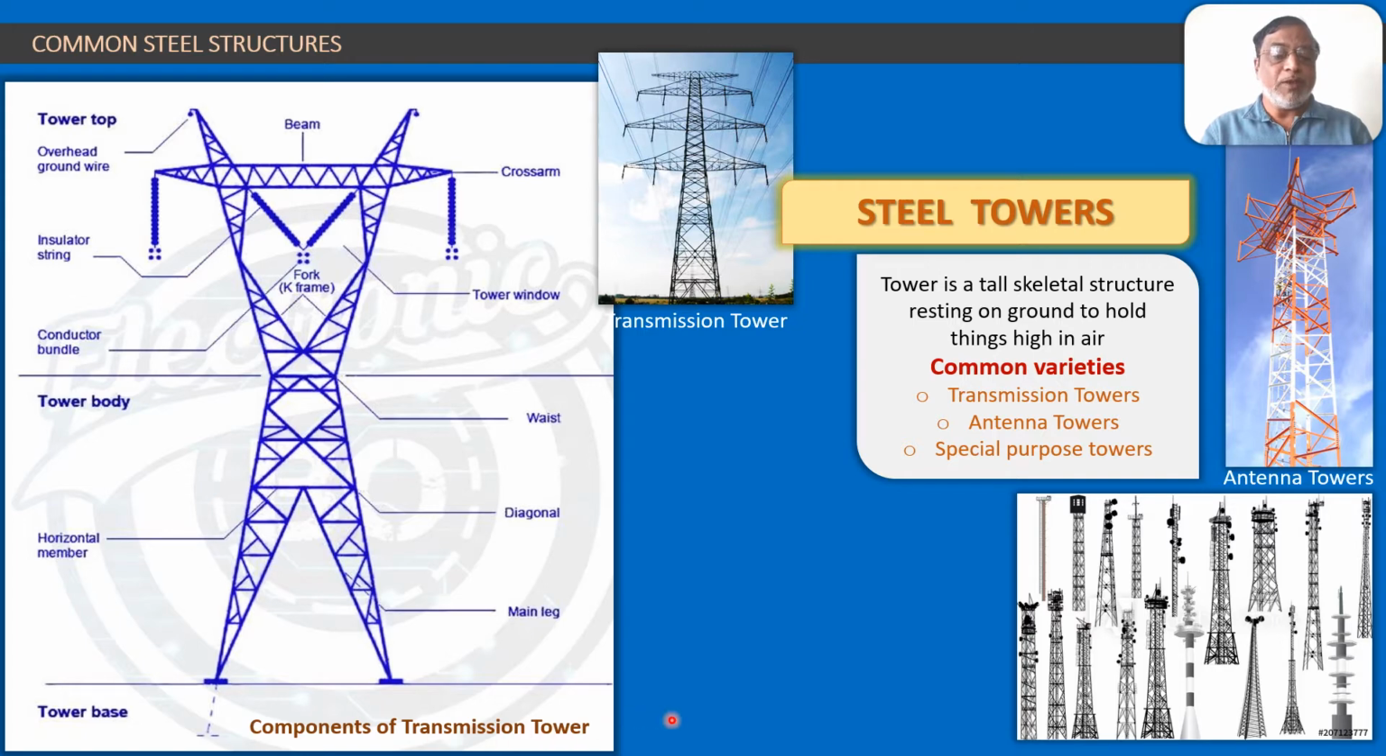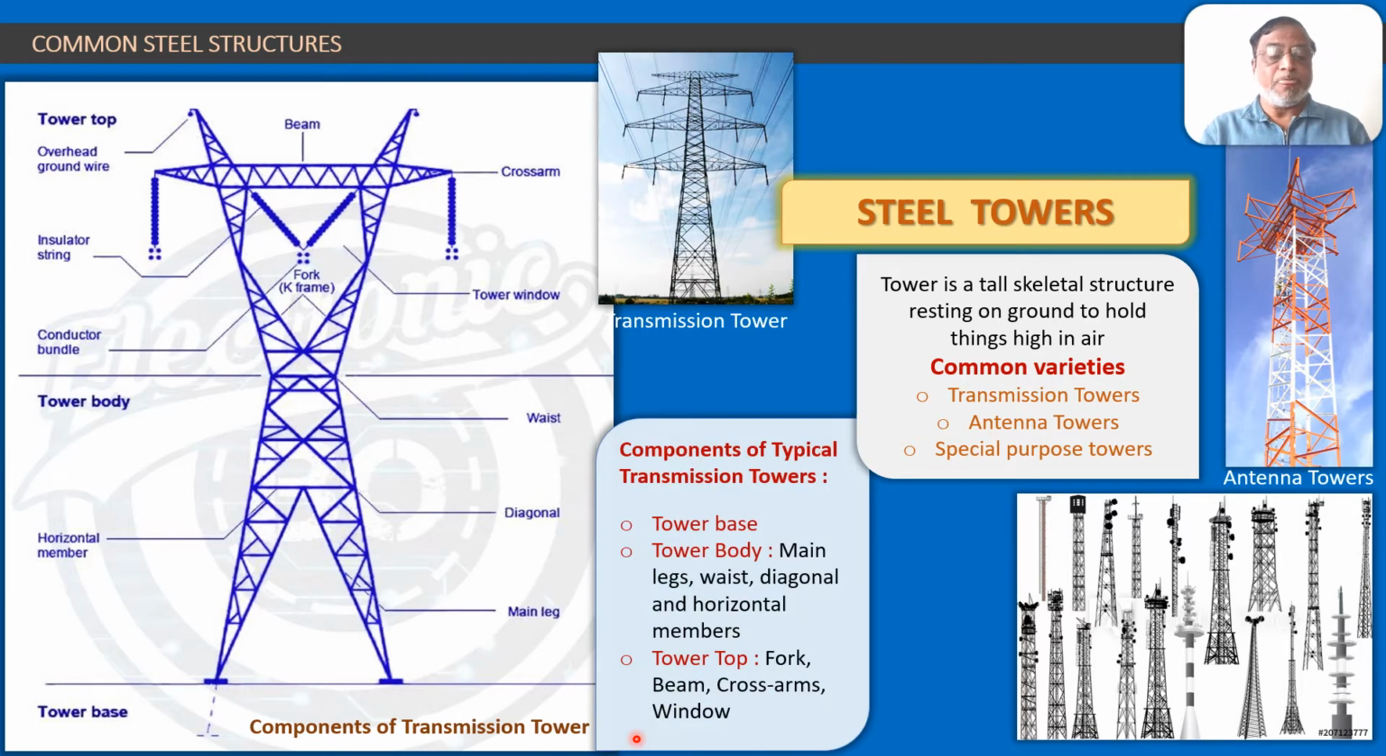In this diagram, we see the components of a transmission tower. You will see that a transmission tower is having three basic components. First is tower base. Tower base is under the ground and you cannot see the foundation of the tower. It covers all the foundation of the tower. Second is tower body. This tower body is up to the waist of the tower.